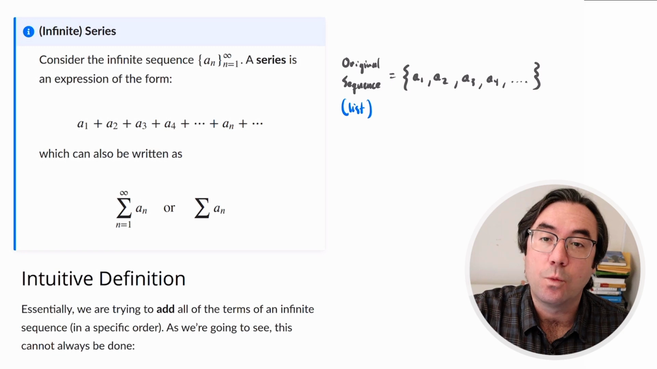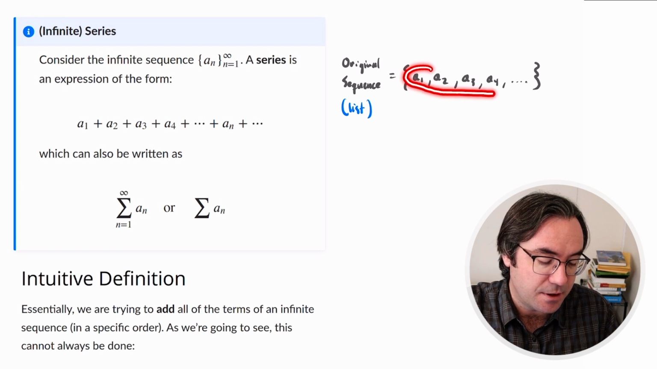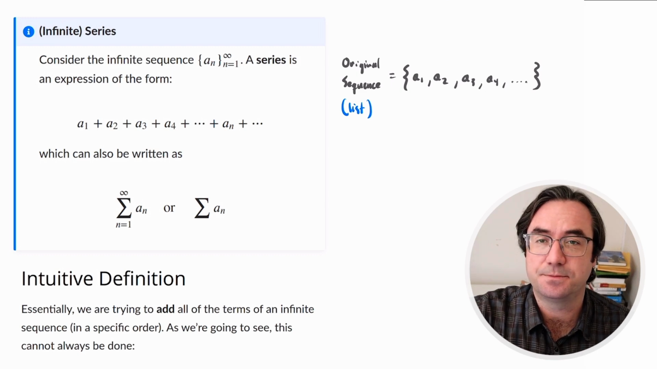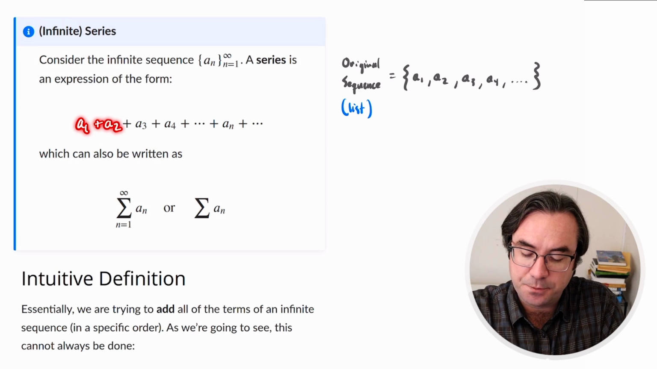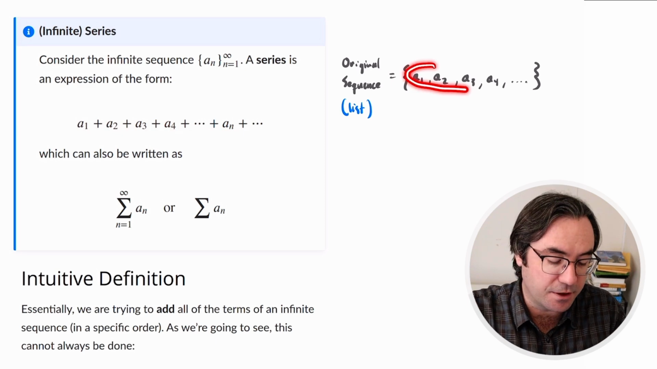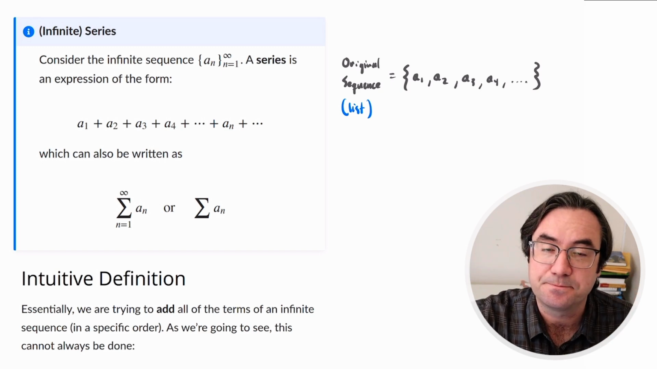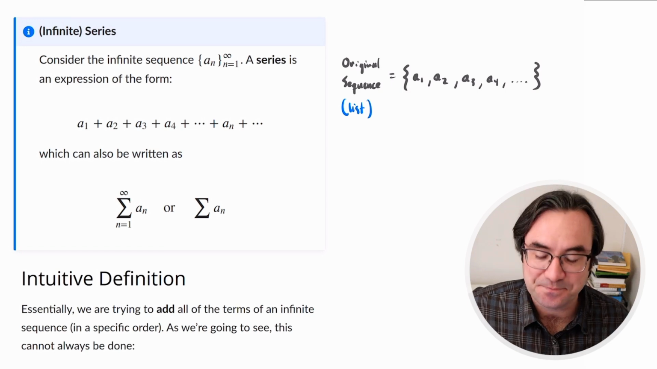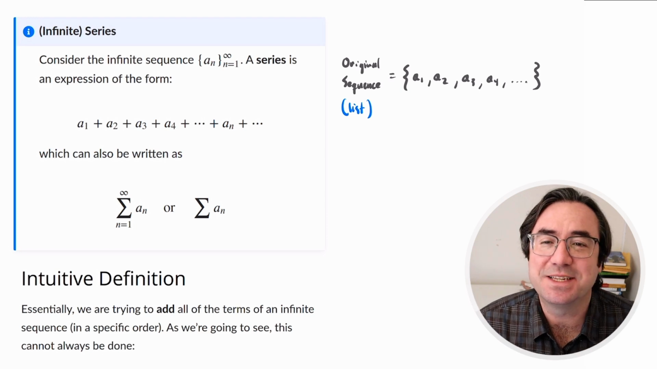All right, what are we going to be doing with a series? Well, a series essentially is our attempt to take this infinite list and add up all the terms. So a series is an expression of the form a_1 plus a_2 plus a_3 plus a_4, and so on. We try to take all of our terms in this infinite list that goes on and on, and we try to add them all together. And as we'll see, sometimes you can do this, sometimes you can't. That's going to be our main focus: when can you do it, and when does it not work?